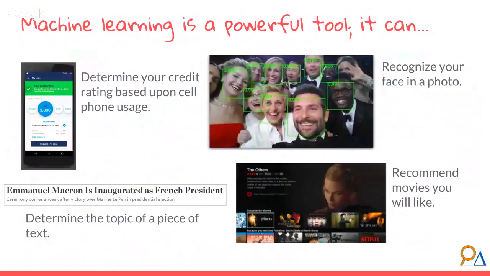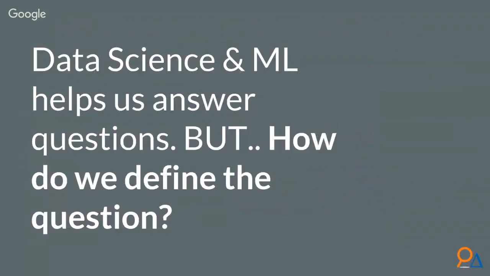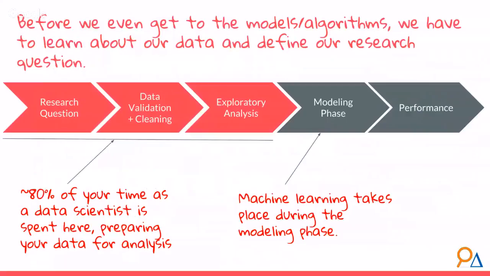There are various applications of machine learning. One of them is determining your credit rating based upon cell phone users, or credit scoring. There's also determining the topic of a piece of text, facial recognition, as well as recommending movies you like. This is clearly recognized in Netflix. So data science and machine learning helps us answer questions, but how do we define the question that will help us make our prediction? That's what we're going to look at next.